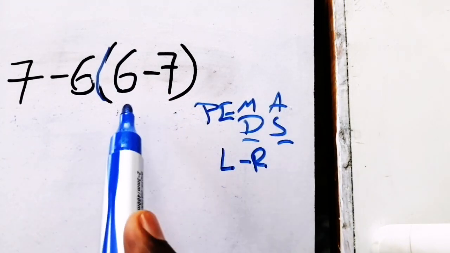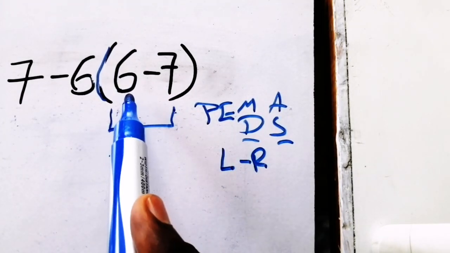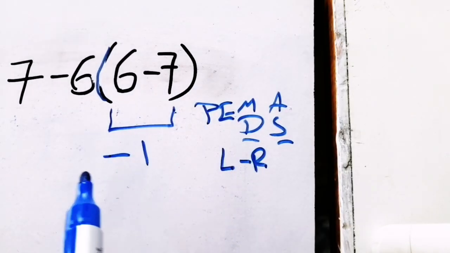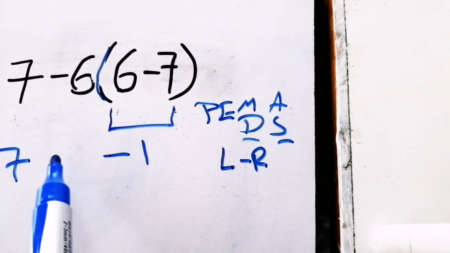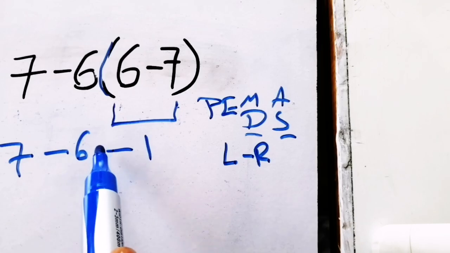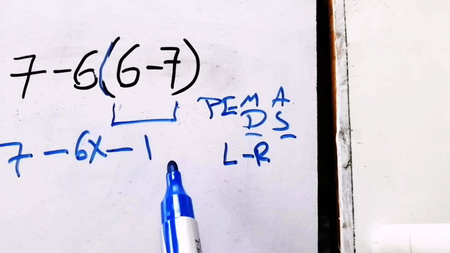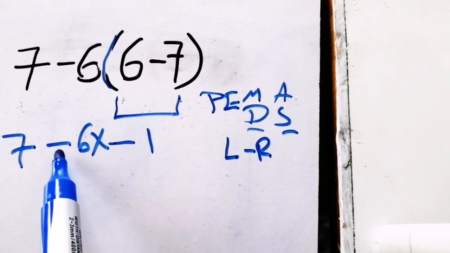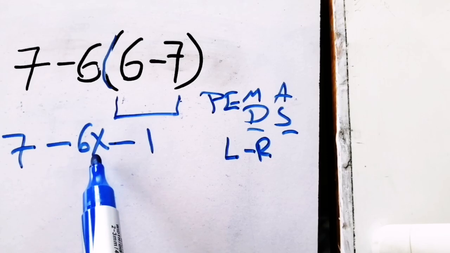According to PEMDAS, first the parenthesis: 6 minus 7 which equals negative 1. Then 7 minus 6 times negative 1. In this expression there is one subtraction and one multiplication.